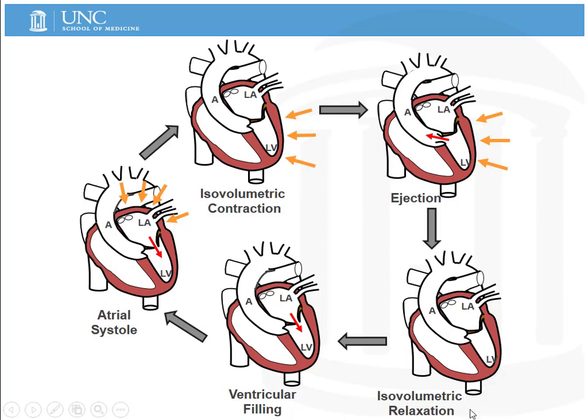This period is called isovolumetric relaxation because the ventricle is relaxing with all the valves closed. During this time, the pressure in the ventricle is quickly dropping, but the volume of blood in the ventricle stays the same. Then we come back to ventricular filling when the pressure in the atrium rises above the pressure in the ventricle, opening that mitral valve, allowing blood to flow down its pressure gradient and fill that left ventricle.